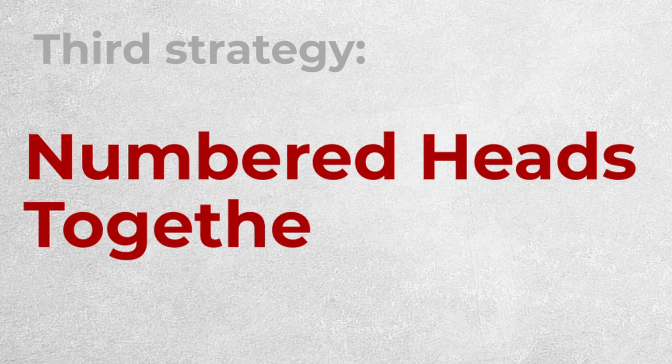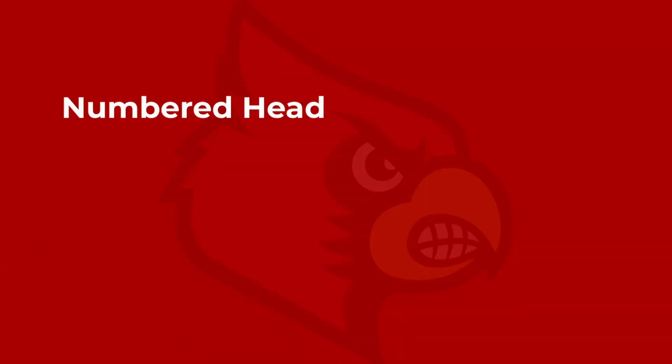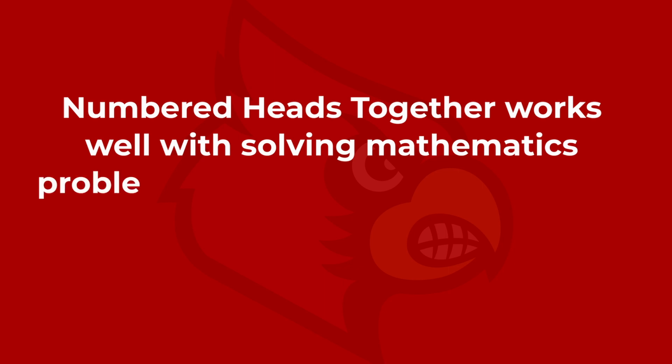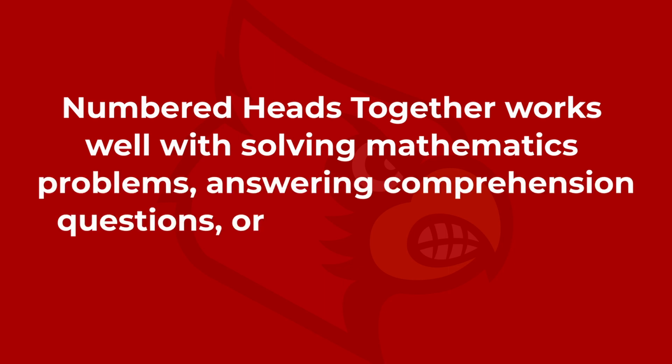The third partner and team strategy is a cooperative learning strategy developed by Kagan called Numbered Heads Together. In this strategy, each student is placed on a team and assigned a number within the team. Students put their heads together to answer a question or solve a problem. Then the teacher randomly selects a student from each team to respond. Numbered heads together works well with solving mathematics problems, answering comprehension questions, or reviewing previously learned materials. This strategy helps to increase student engagement because each student is accountable for knowing the answer and sharing an answer with the class or team.